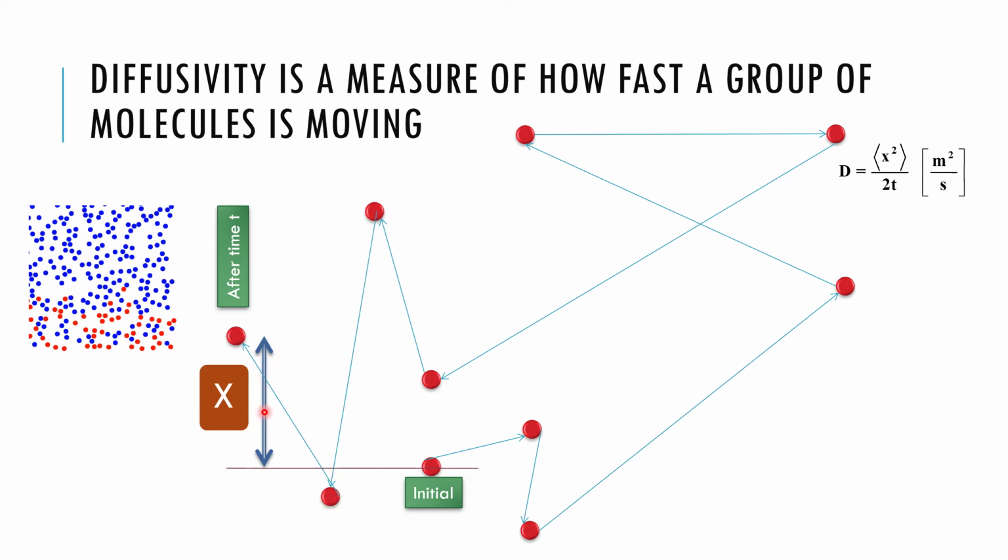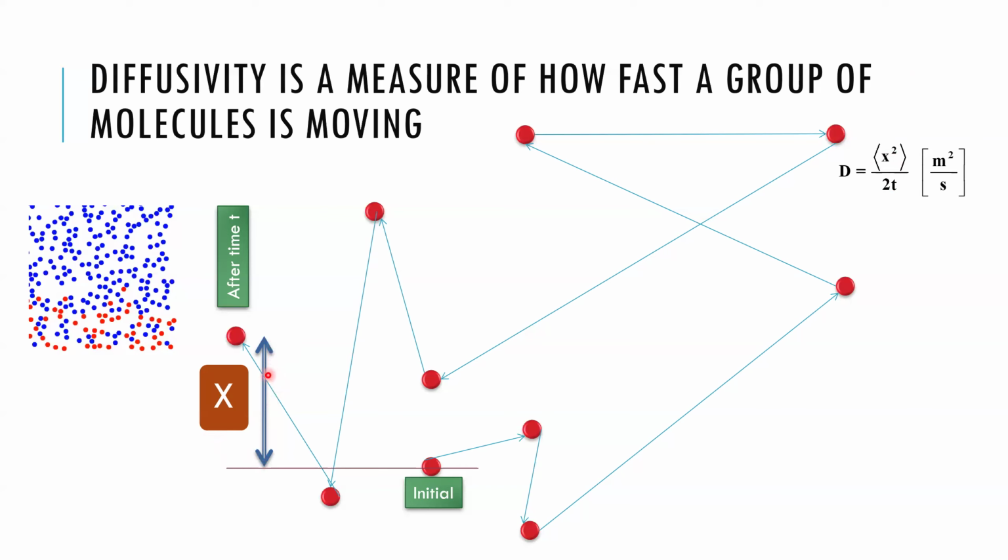Let's say I square it and I do this for a group of molecules and I average the x squared. The distance moved squared for this molecule is x squared, and then I have many others, x1 squared, x2 squared. And then I take the average of that divided by 2t, the time over which this x movement has happened.